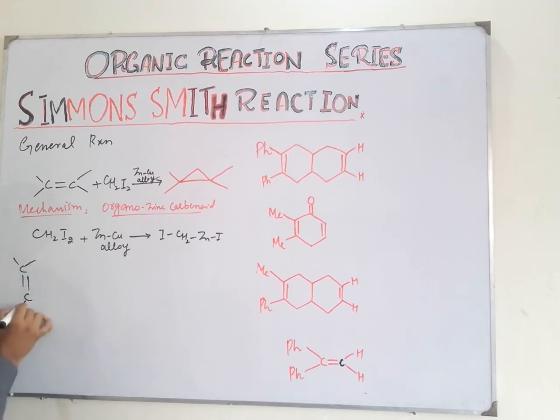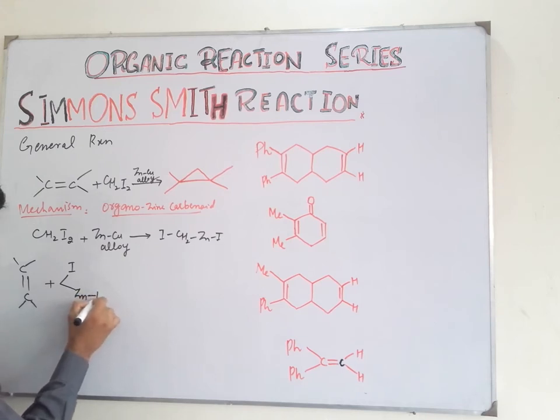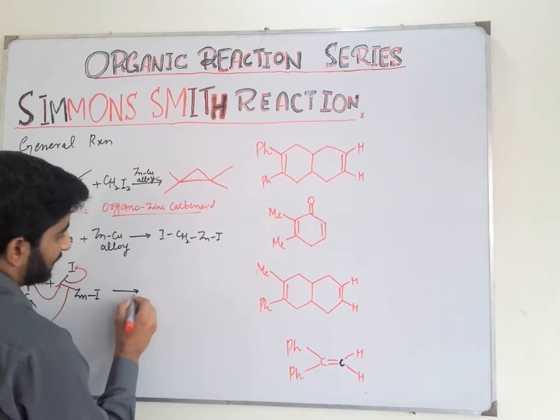We have an alkene that is treated with organozinc carbenoid. So in the first step, these pi electrons attack on the electrophilic carbon. Iodide leaves the carbon and then undergoes the electrophilic addition. These electrons attack on this electrophilic carbon, and a transition state is formed.